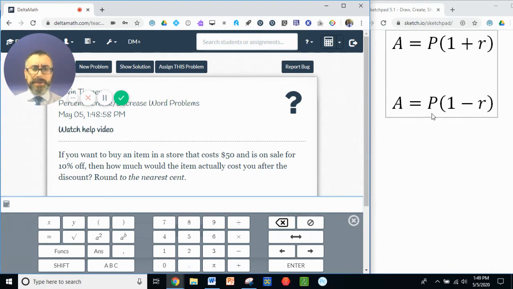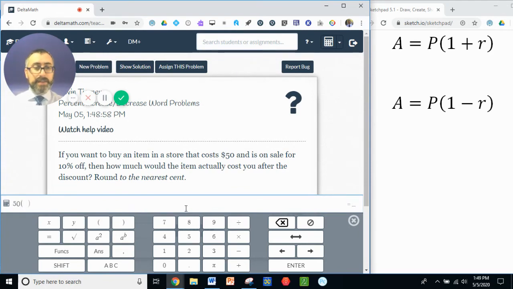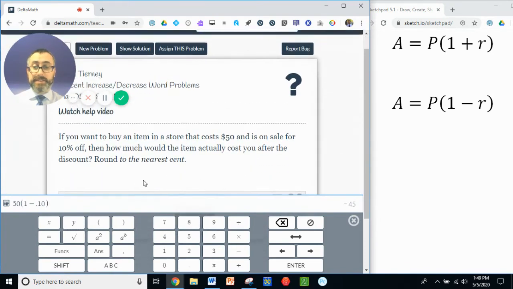Let's figure out what numbers go where. The principal. What was the starting cost? It started at $50. I'll type that first. Then 1 minus the rate. It's a 10% off sale, so I'll do 0.10. Close that up. And my final answer is 45.